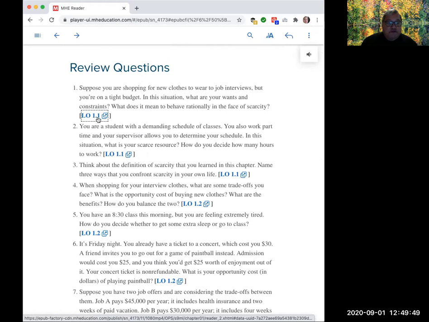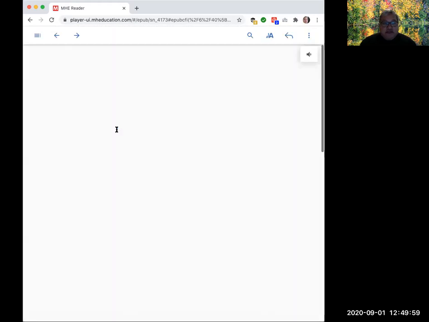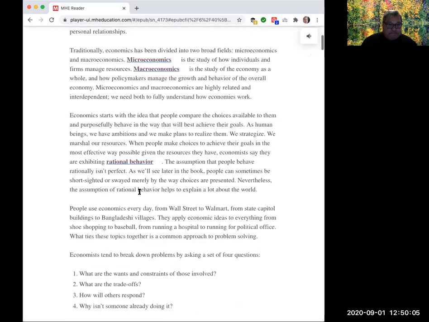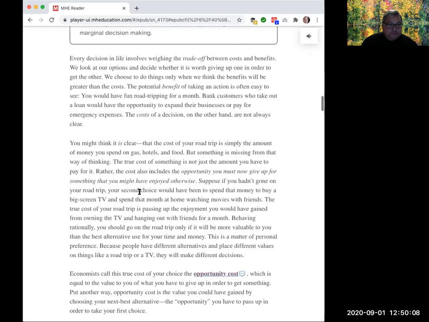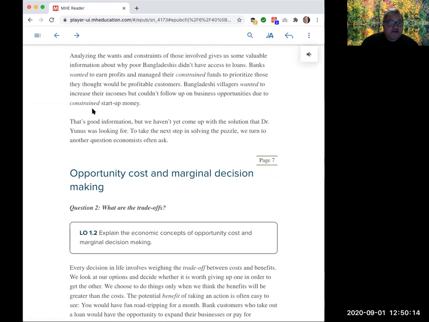So if you look at your learning objective 1.1, for example, it's the definition of scarcity. So it would test your understanding of scarcity. Your second learning objective is an objective describing the explanation of opportunity cost and marginal decision making.